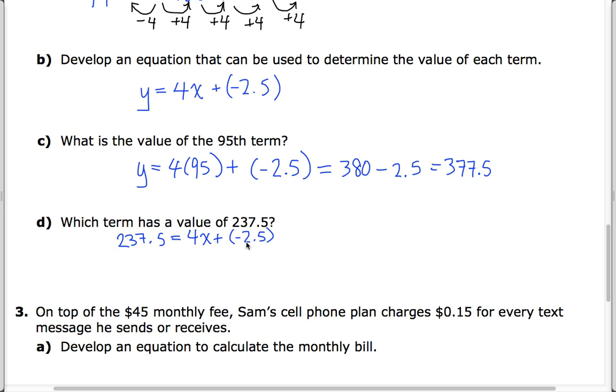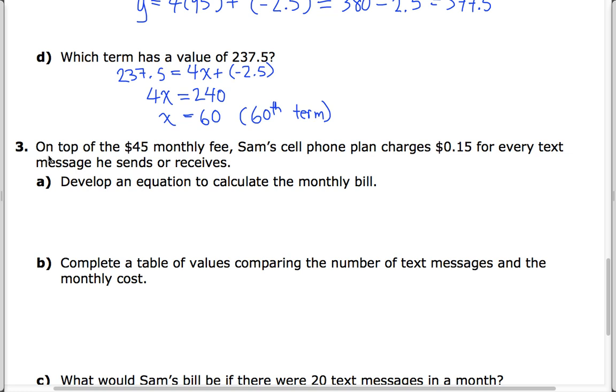So first of all, if we've added negative 2.5 already and we end up with 237.5, you can understand that the 4x therefore should be 240. And now taking a quarter of that, you get x is equal to 60. So this refers to the fact this is the 60th term.